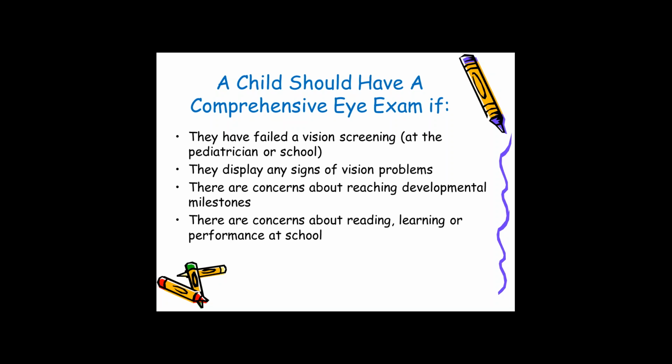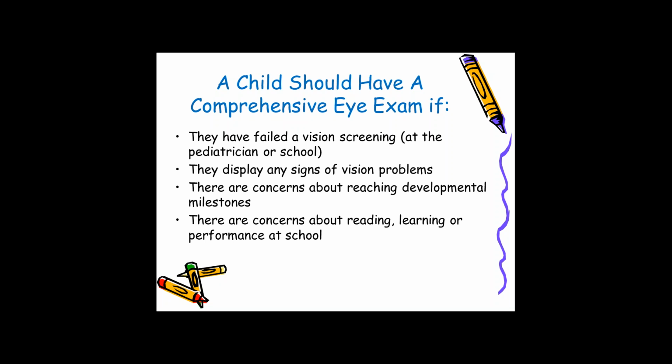So if there are displays of any signs of a vision problem, if there are any concerns about reaching developmental milestones, if there are concerns about a child's reading, learning, or performance at school, they should really bypass the screening and go right to comprehensive care because there's an increased risk of potential vision problems. Included in this, if a child has a systemic condition which is associated with eye sequelae, such as diabetes or juvenile rheumatoid arthritis, those children too should go right to comprehensive care.